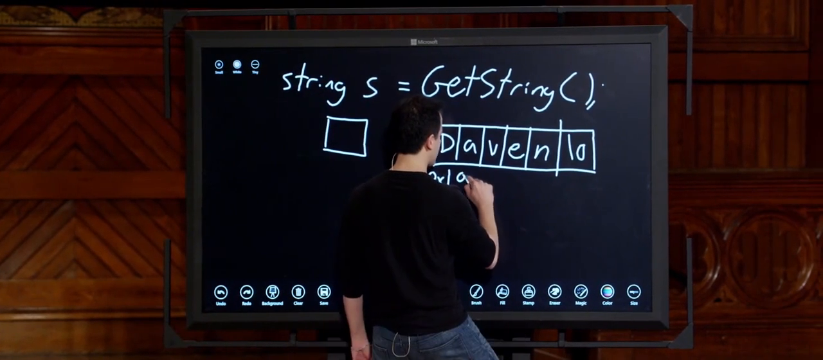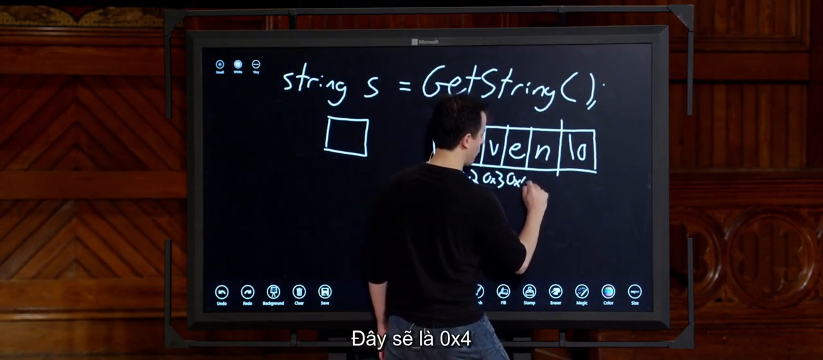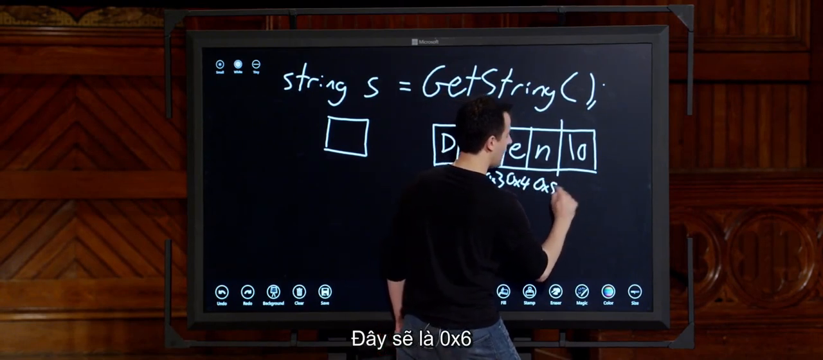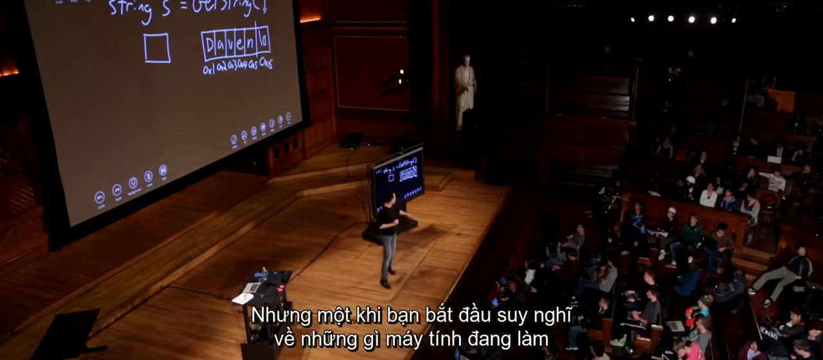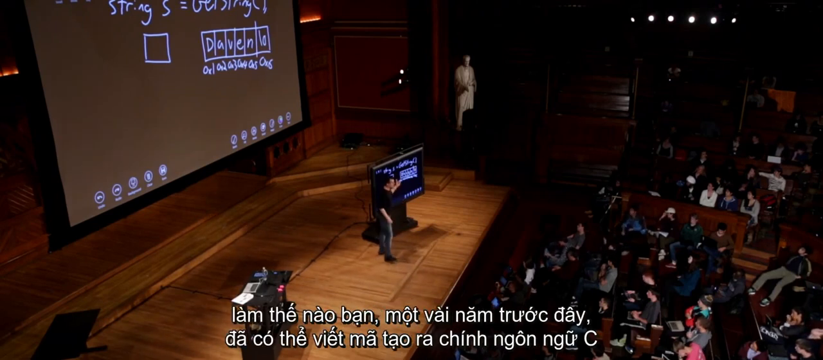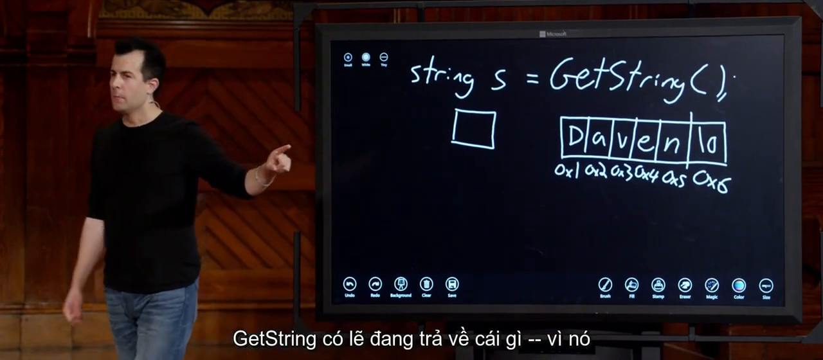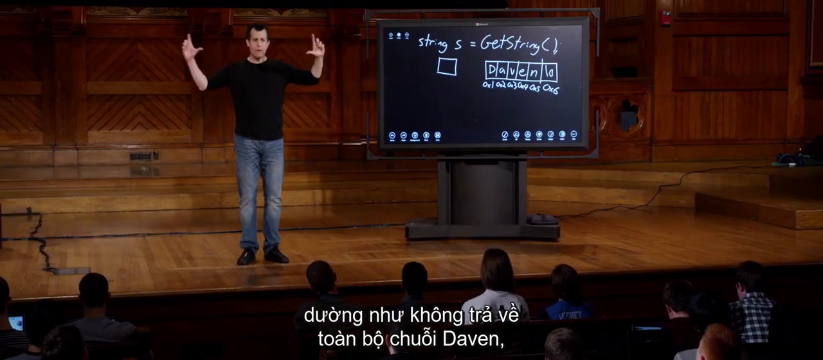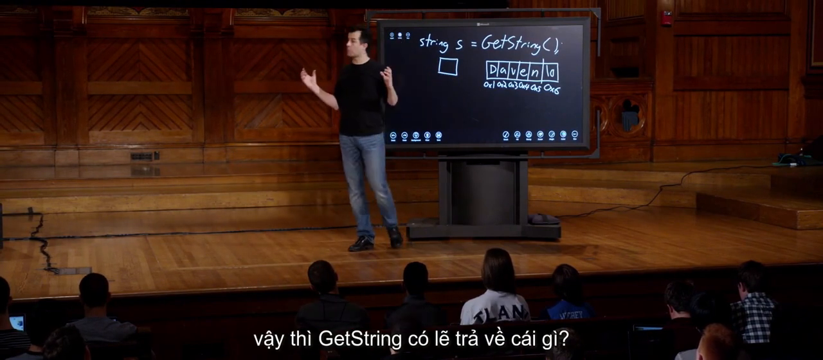I got nothing else going on in memory, so Davin got the first spot at byte 1. This then is going to be 0x2. This is going to be 0x3. This is going to be 0x4. This is going to be 0x5. This is going to be 0x6. But once you start thinking about what the computer is doing underneath the hood, you can start to infer how you, some years ago, would have implemented C itself. What is getString probably returning? Because it feels like it's not returning Davin per se, because he's surely not going to fit in this little box. So what is getString probably returning?